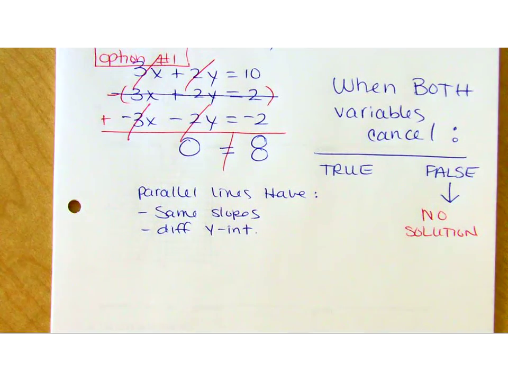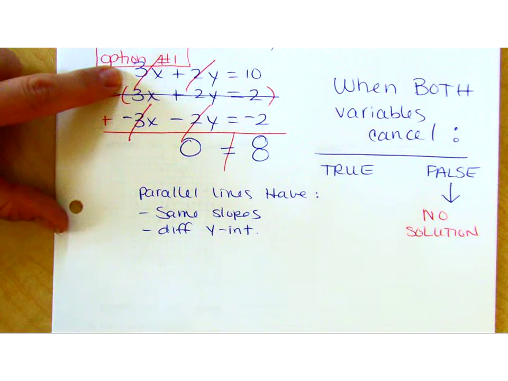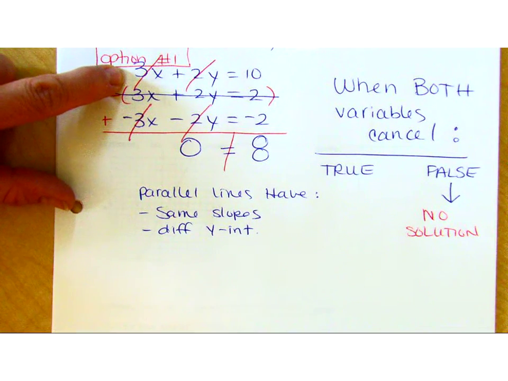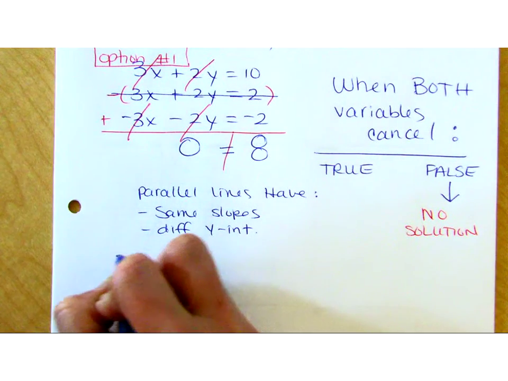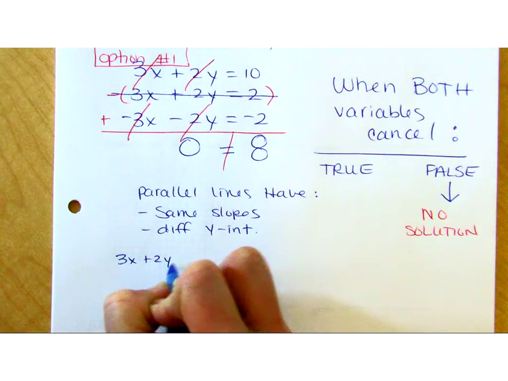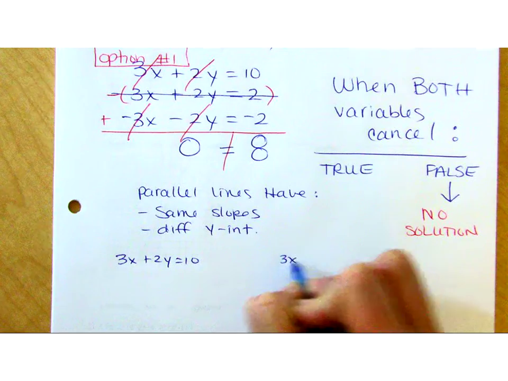So let's just confirm that. I know for a fact parallel lines have the same slopes, but they have different y-intercepts. So could I just real quick kind of solve each of these for y, since you are masters of doing that by now. You've done it enough. Let's take this one. 3x plus 2y equals 10. 3x plus 2y equals 2.